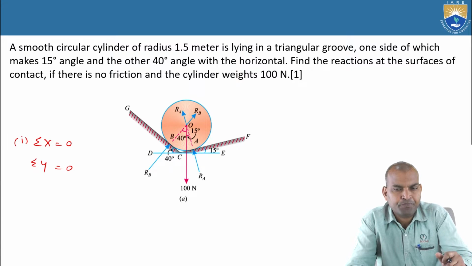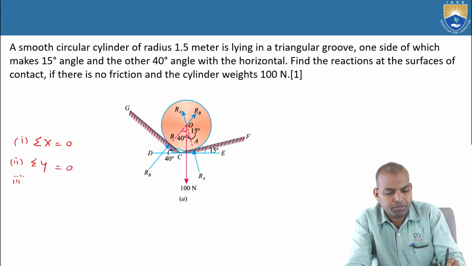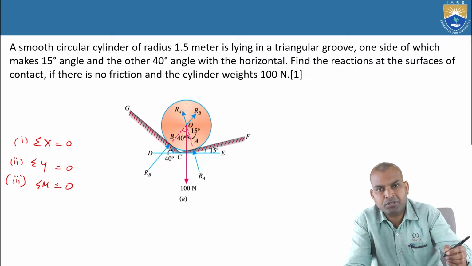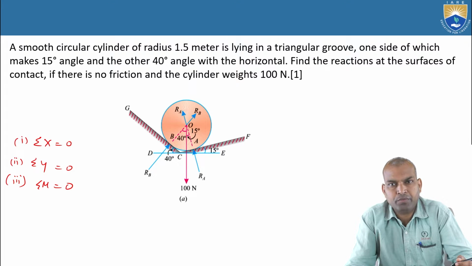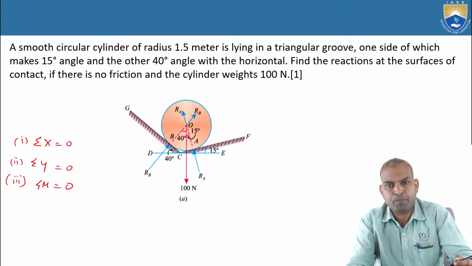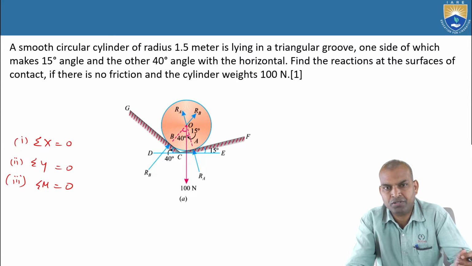It will be neutral. And the third one is sigma M equal to 0. Sigma M is the moment equilibrium equation. The algebraic sum of all moments equal to 0. There are two types of moments, clockwise moments and anti-clockwise moments. The sum of clockwise moments equals the sum of anti-clockwise moments. Then the body will be in moment equilibrium. It doesn't move, it doesn't rotate. The effect of the moment is rotational motion, so it doesn't rotate when it is in equilibrium.